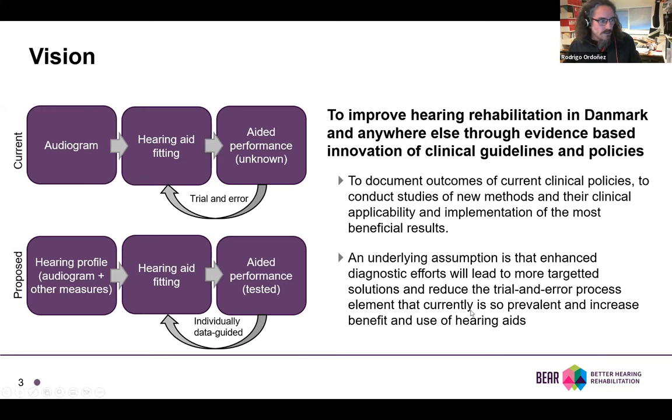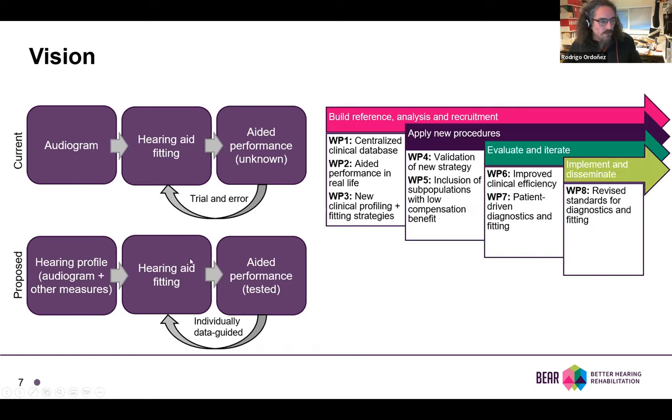So the idea is that currently we use an audiogram to fit our patients, and through that a hearing aid fitting, and afterwards, through a trial and error process, try to adjust the problems. The idea here was to have a greater amount of assessment, to profile the hearing loss in more detail, make a better starting point for the hearing aid fitting, and then, based on the data collected, try to improve the performance.